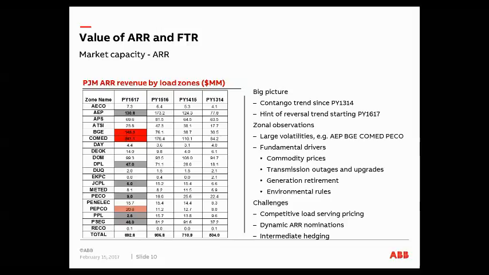That's where the marginal coal unit is. So those coal units will start to run as a marginal unit, and the gas units on the eastern side, like PECO and PPL, become the source of congestion. That's why you see their ARR revenue goes down dramatically.